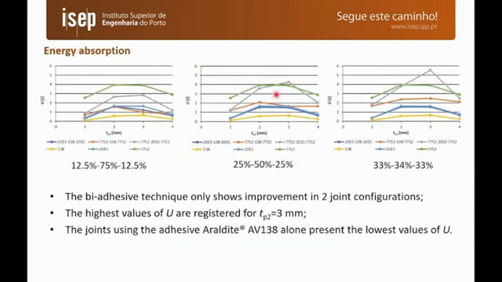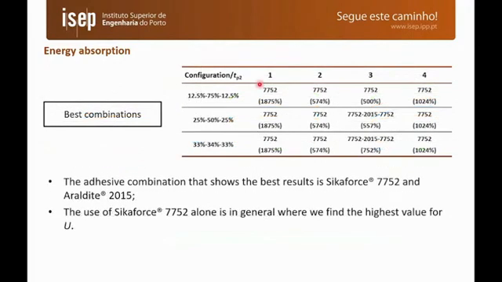On the other hand, regarding the energy absorption, the results were not so good. We actually had an improvement for some configurations, this one and this one, but for most configurations, the single adhesive 7752, which are the green curves, got a better result than the dual adhesive technique. And we can see here the summary of the results.